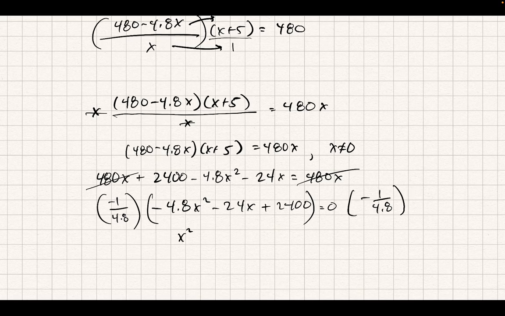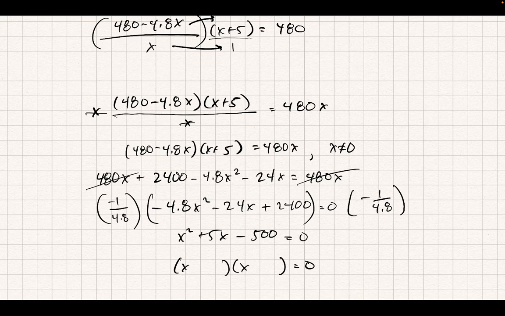X squared plus 5x minus 500. Yeah, okay. And I can actually factor this. Oh wait, that then makes sense. And then I understand it now. And then the zero product property.